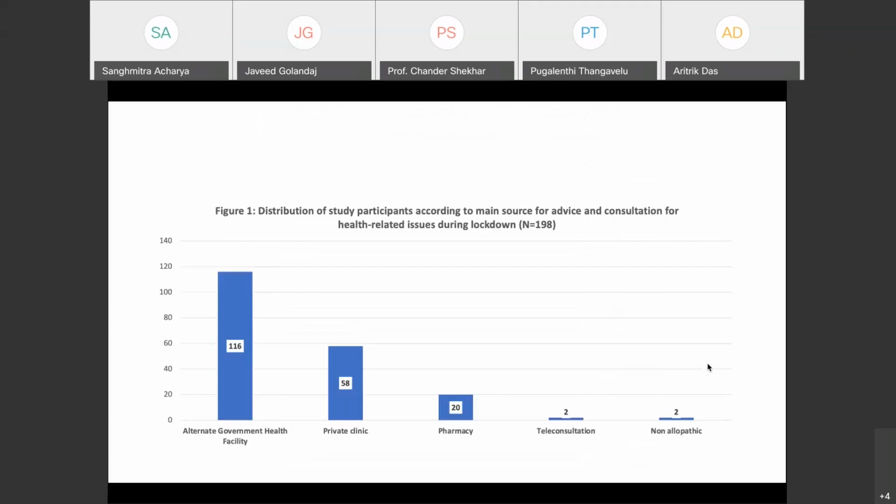Figure 1 shows us the distribution of study participants according to the main source for advice and consultation for health-related issues during the lockdown. So out of the 218 study participants, 198 had required consultations for health-related issues during the lockdown. Out of which 116, that is 58.5%, accessed an alternate government health facility, 58, that is 29.2%, accessed a private clinic, while only 2% of study subjects opted for teleconsultation.